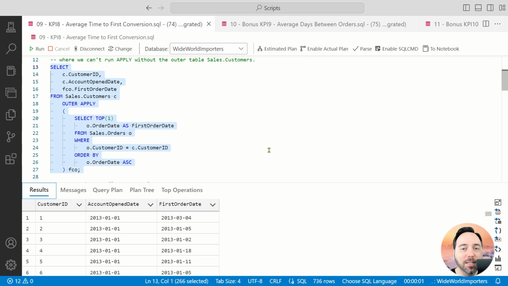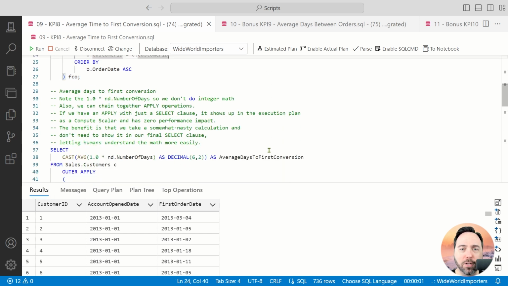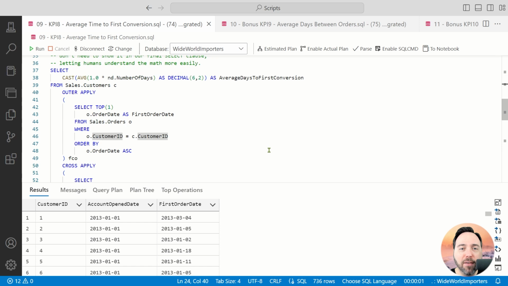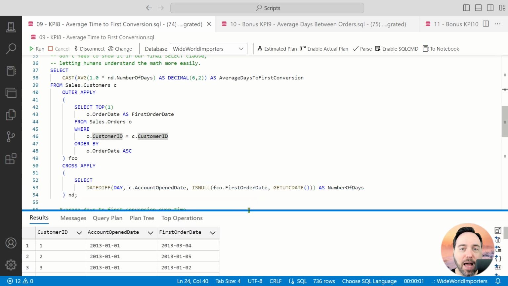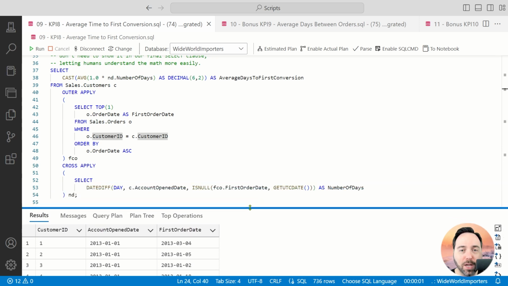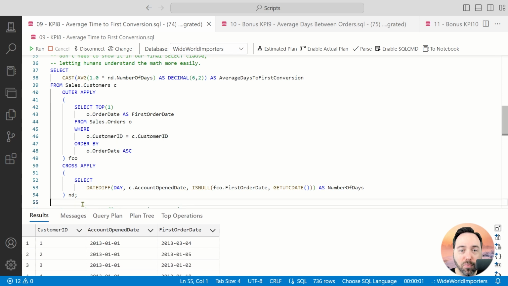In the meantime, let's get back to average days to first conversion. The core of the query looks just like our first attempt. We have a customers table and use the apply operator to get the first order date for each customer. Then I have another really powerful use case for the apply operator, simplifying calculations. In the cross-apply ad hoc function, I have a query without a from clause. This translates to a compute scalar expression in the execution plan and has zero performance impact over keeping the date diff calculation in the select clause.